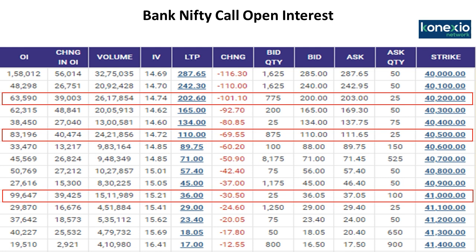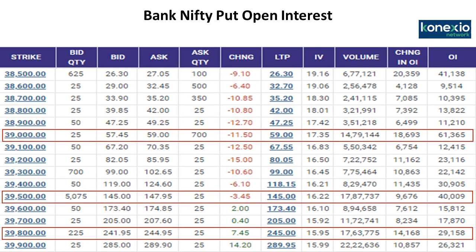Now let us discuss the Bank Nifty puts. You will see on the screen the Bank Nifty puts. The action was seen in 39,800 puts, then 39,500 puts, then 39,000 puts. Here also you can see there has been a very small change in what we call the option premium. There is a minute change.